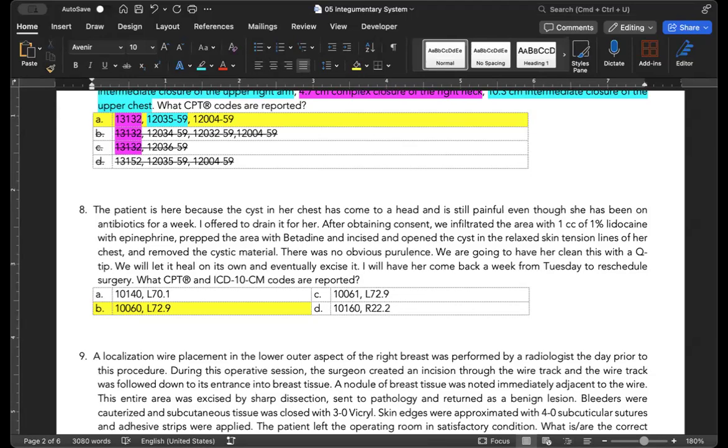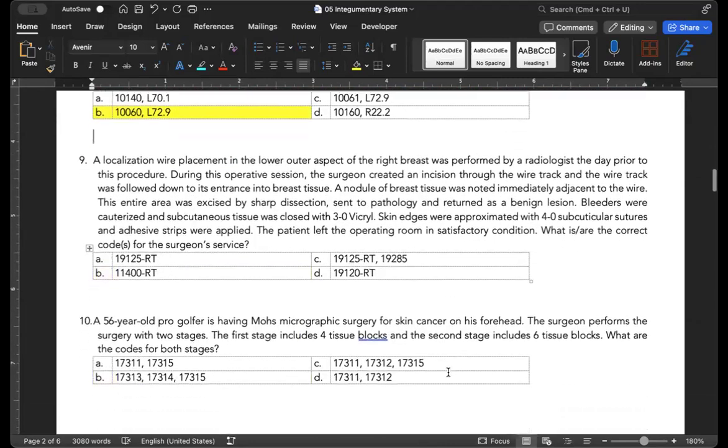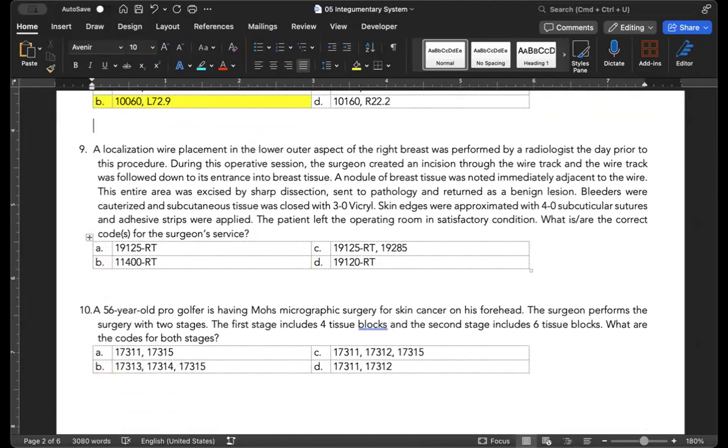Any other questions? All right, let's move to number 9. A localization wire placement in the lower outer aspect of the right breast was performed by a radiologist the day prior to this procedure. During this operation, the surgeon created an incision through the wire track, and the wire track was followed down to its entrance within the breast tissue. A nodule of breast tissue was noted immediately adjacent to the wire, and the entire area was excised by sharp dissection, sent to pathology, and then returned as a benign lesion.